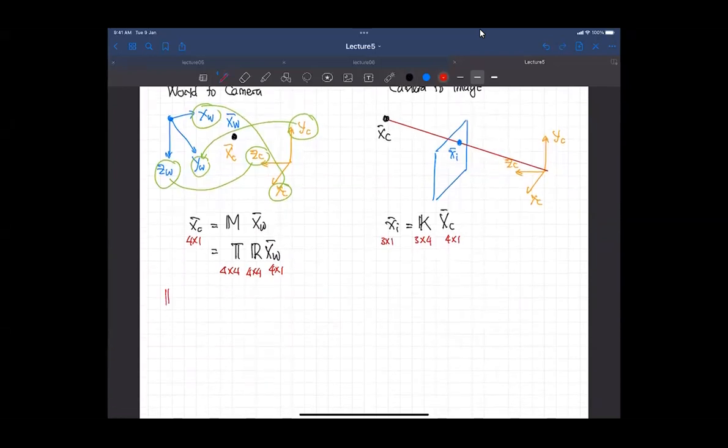So if M here, obviously M consists of rotation. Number one is rotation, number two is translation. Now the same question we can ask ourselves, what is K, right? K consists of what? This is the question that I want to ask you. What is the property of K, the first one, the most obvious one.